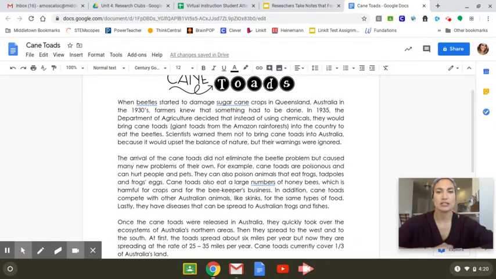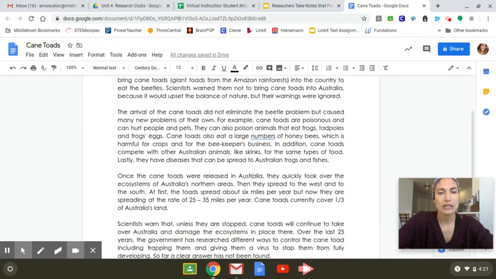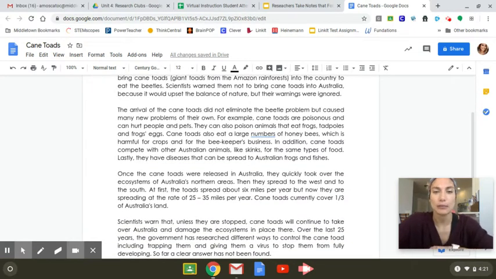When beetles started to damage sugarcane crops in Queensland, Australia in the 1930s, farmers knew that something had to be done. In 1935, the Department of Agriculture decided that instead of using chemicals, they would bring cane toads, giant toads from the Amazon rainforest, into the country to eat the beetles. Scientists warned them not to bring cane toads into Australia because it would upset the balance of nature, but their warnings were ignored. The arrival of the cane toads did not eliminate the beetle problem, but caused many new problems of their own.